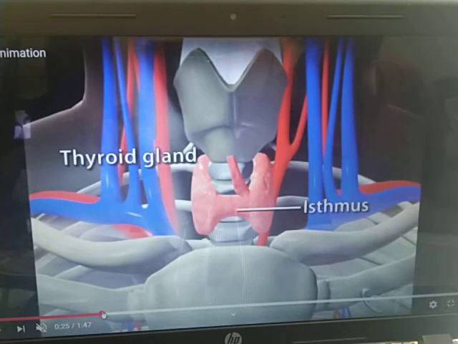Next we have Hashimoto's disease. In this disease, all aspects of thyroid function are impaired. This is an autoimmune disorder in which the thyroid gland is destroyed by autoimmunity. That means the immune system starts working against one's own body. So this is about the thyroid gland.